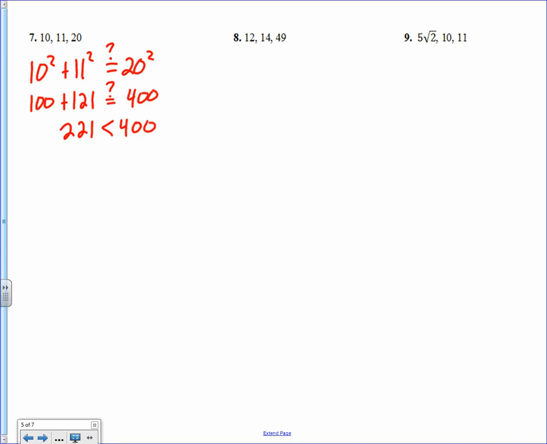We have 10 squared plus 11 squared. We want to know if that's equal to 20 squared. 221 is less than 400. Again, c squared is bigger.